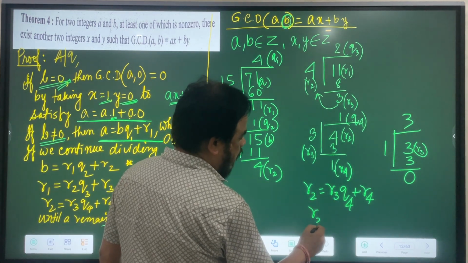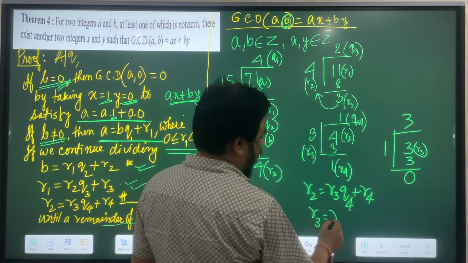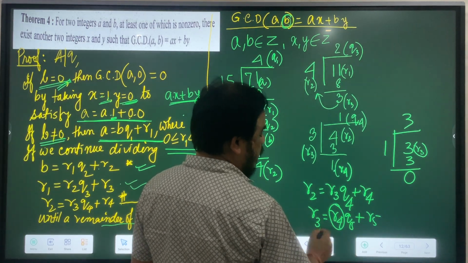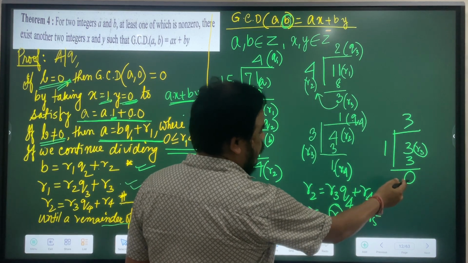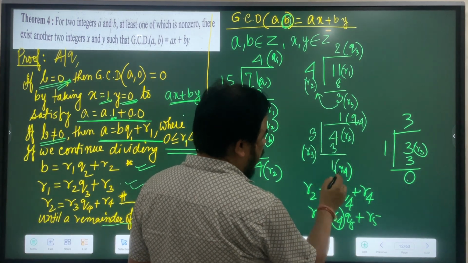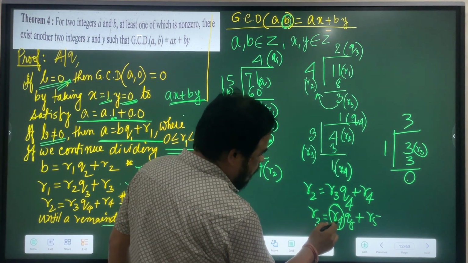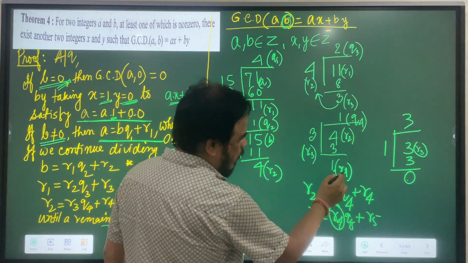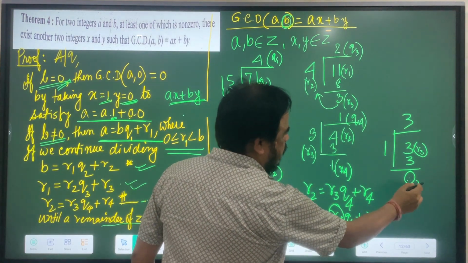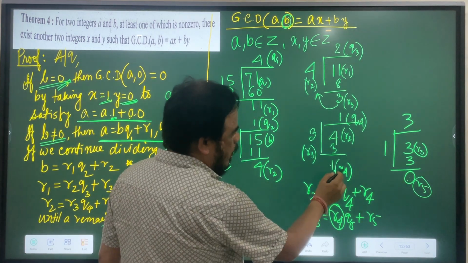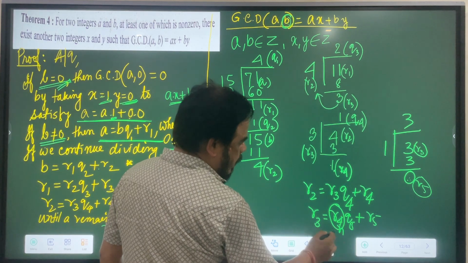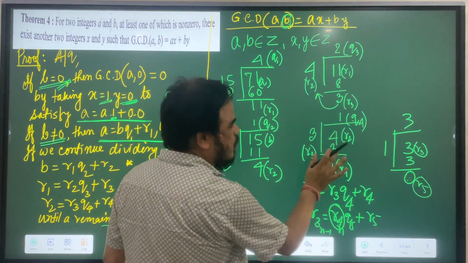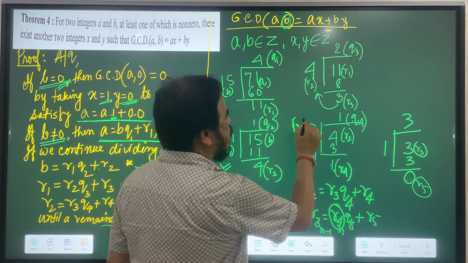Next, what will we write? R3 is equal to R4 Q5 plus R5. So R4 is the non-zero remainder. This is zero remainder, this is non-zero remainder. R4 means n. This is n minus 1, 4 minus 1. This is R4, non-zero remainder. This is zero remainder. This is R5. If it is n, this is n minus 1. That means n is a non-zero remainder. There is no zero. This is the last remainder, so that this can be the GCD.